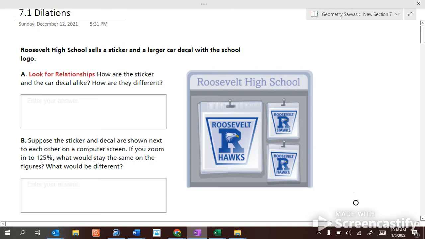So these two stickers, same shape, different sizes. Okay? All right. The second one says, suppose the sticker and the decal shown in the next are next to each other on the computer screen. If you zoom in 125%, would they stay the same or would they be different?